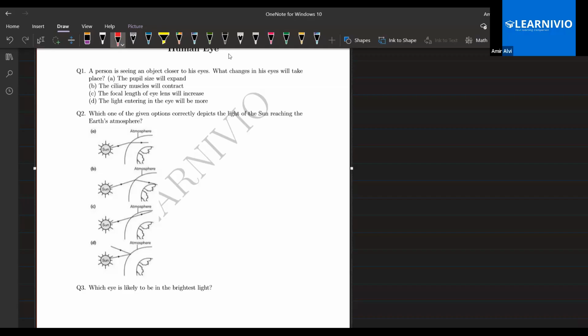Okay Sumaya, look. A person is seeing an object closer to his eyes. What will be the change? The focal length of the eye is decreased. The ciliary muscles will contract, because the person is looking at a near object. The object is near to the eye, and the focal length would decrease because of the thickening of the eye lens. Clear, all of you? Yes, sir.